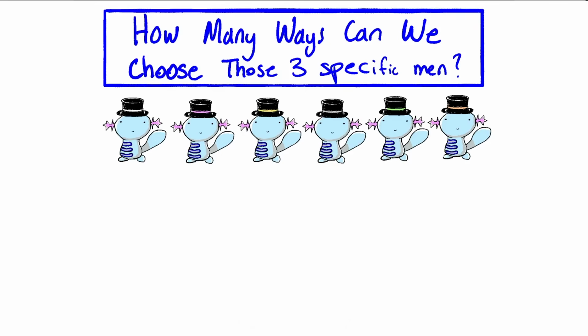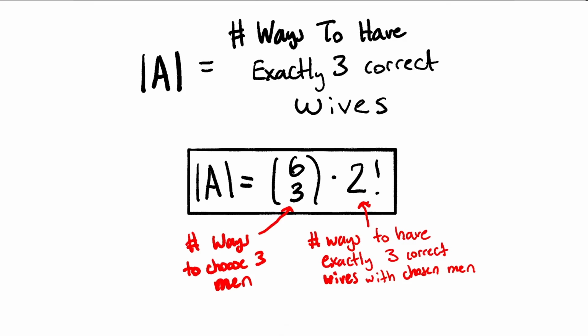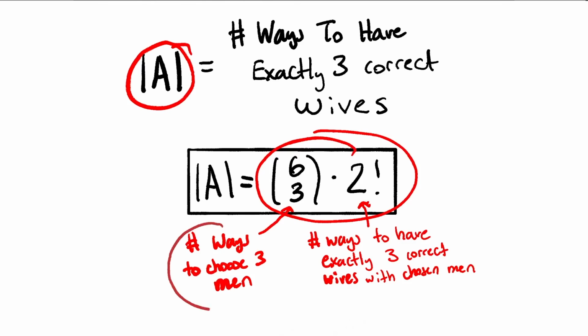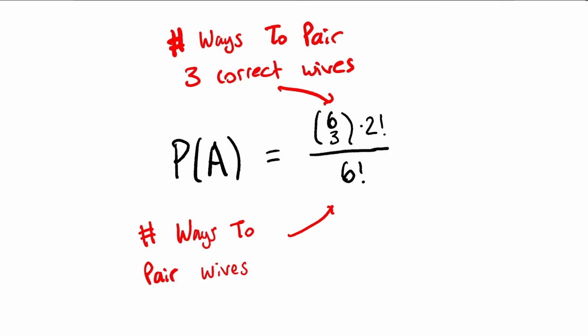So if we have 6 men and we want to choose exactly 3 of them with no repeats, that gives us 6 choose 3 possible ways to find exactly 3 men out of this group. Thus, the number of ways to exactly have 3 correct wives, this A term right here, is 6 choose 3 times 2 factorial. It's the number of ways to choose the 3 men times the number of ways to have exactly 3 correct wives with those 3 chosen men. So with this knowledge, we can rewrite our original probability calculation as 6 choose 3 times 2 factorial over 6 factorial.